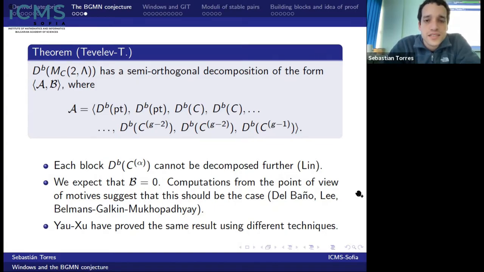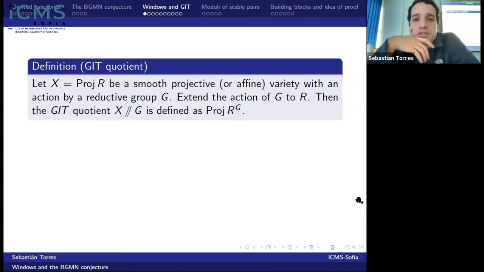The techniques that we will be using use windows, which help us understand the derived categories of quotients, namely GIT quotients. So let me give a basic background of what GIT quotients are and then how windows apply, very roughly. A GIT quotient is built as follows. You have a variety, let's say it will be smooth, projective or affine for that matter. Actually, it has to be projective over affines, but you can think of projective or affine. You write your variety as a Proj of some ring, and then let's say that you have an action.